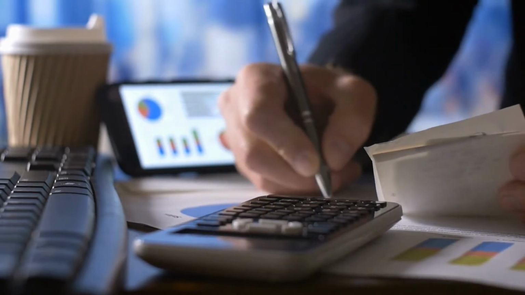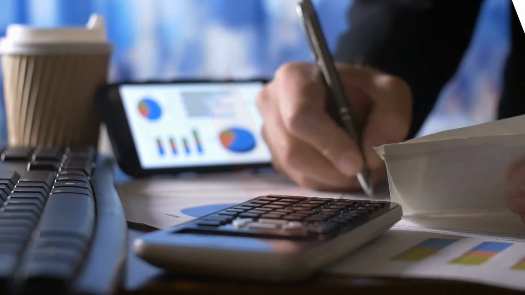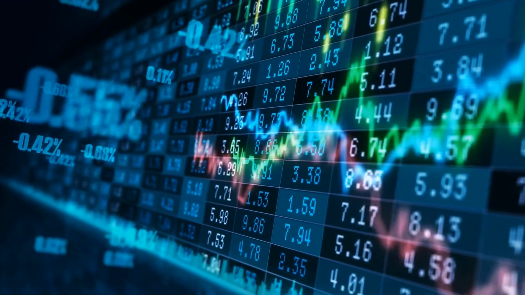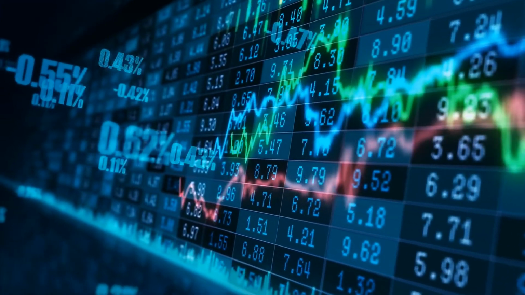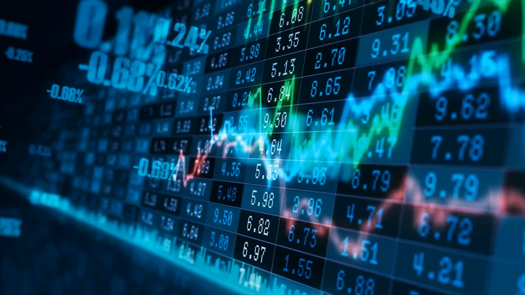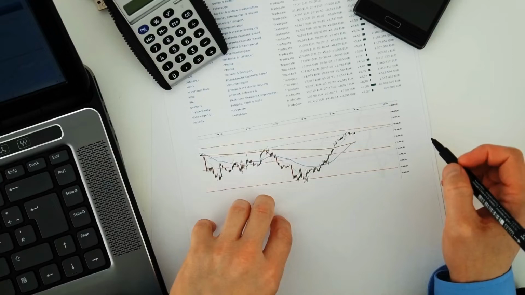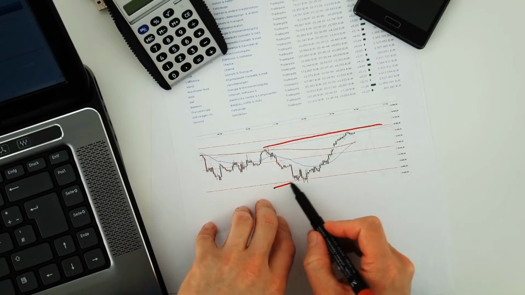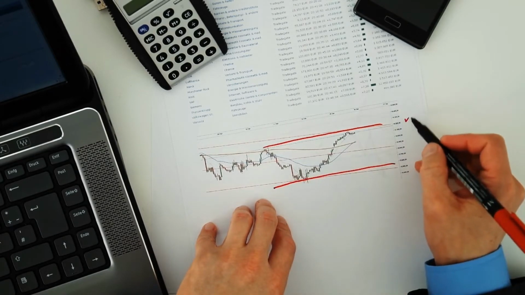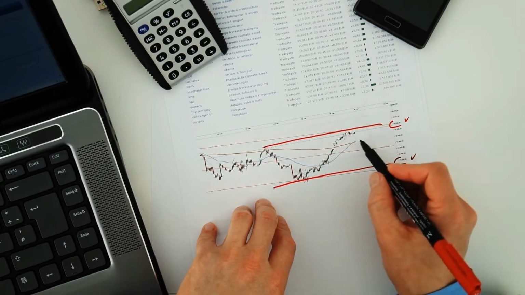weightage. And the next one is divide the market capital with the base value of the market, which is the current market value, divided by the base market capital into 1,000, right? So these different calculations bring you the weightage for each and every stock. So in the NSE, we pick the first 50 by weightage, and that's how we are framing the index, right? So let's try to understand the common jargons frequently used in the market.